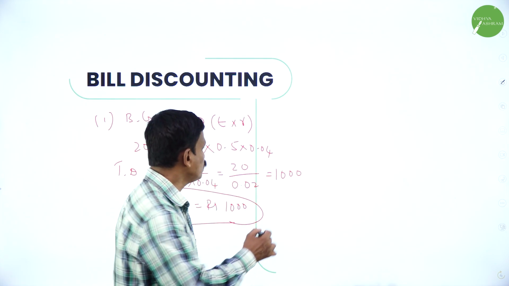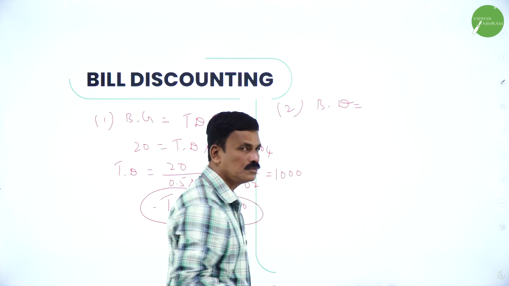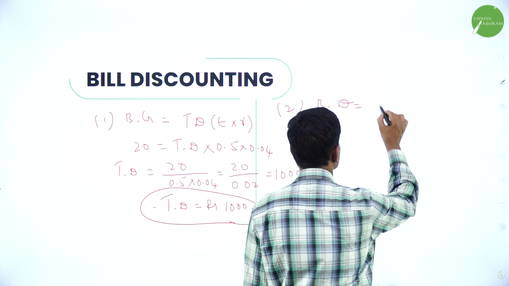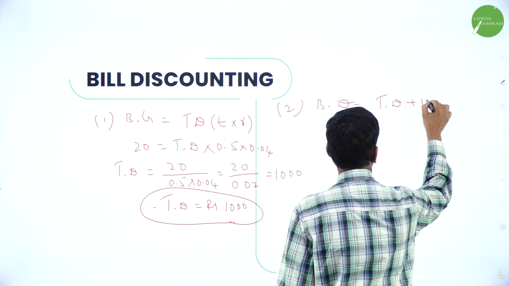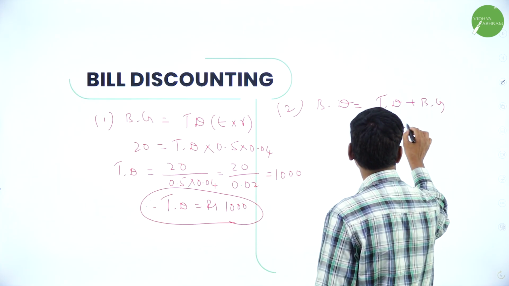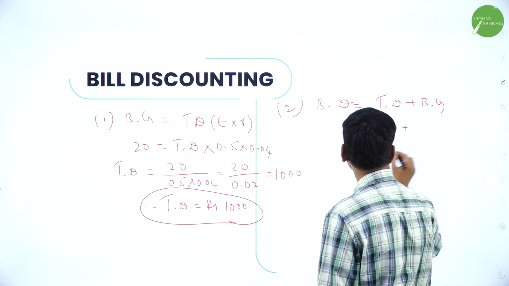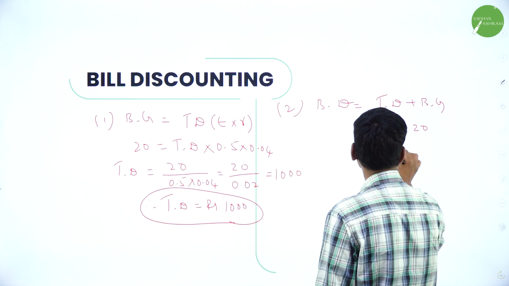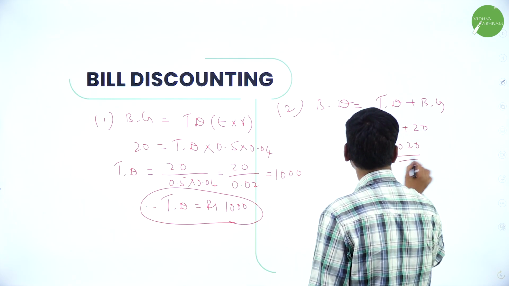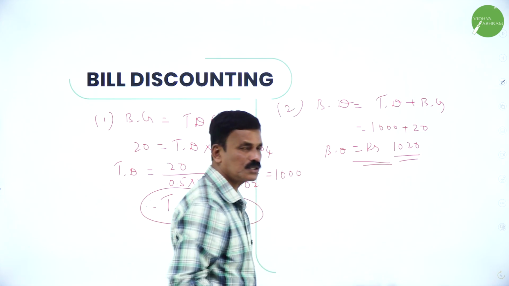Now just find out BD. The second one is the BD. BD is very simple, TD plus BG. So what is TD? TD is 1000 plus banker's gain. What is BG? We know 20. So this is equal to rupees 1020. So BD is equal to rupees 1020, right?